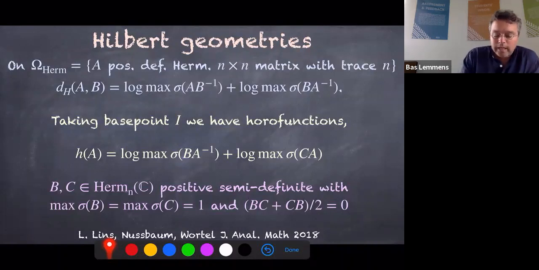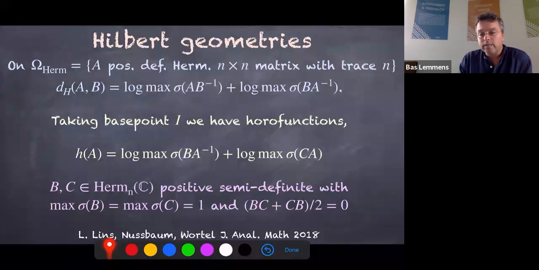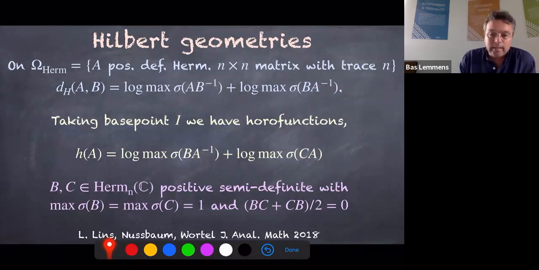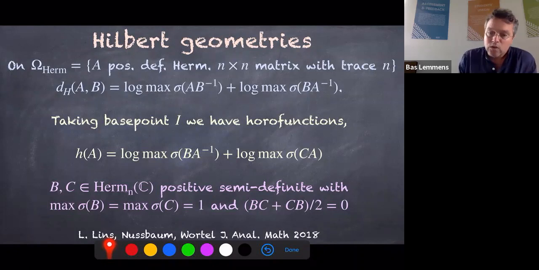What I'm going to do is look in the real vector space of n by n Hermitian matrices. And I assume that they're positive definite, meaning that all their eigenvalues are strictly positive, and they have trace n. So basically, I can look at the cone of all positive semi-definite Hermitian n by n matrices, and I slice that with the hyperplane of trace n matrices. This gives me a nice bounded convex set, and I take the relative interior of that, and that's this set Omega_Herm_n.